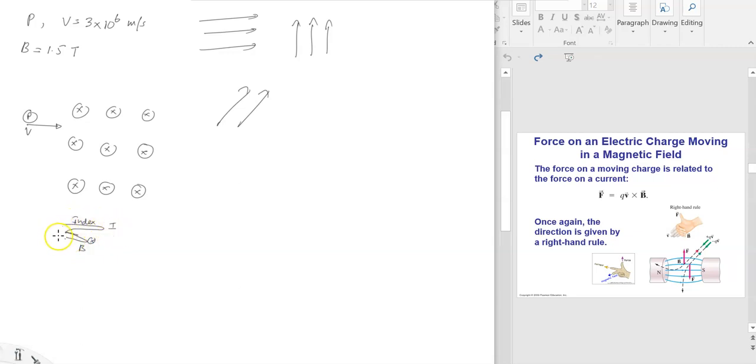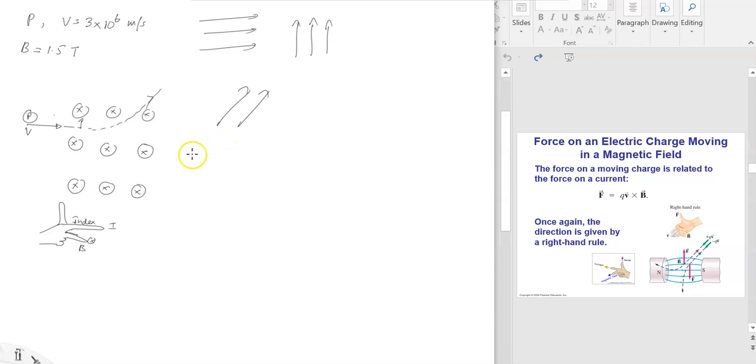this is the current. Here's the other two fingers. Now this is your right hand, but what you see here is not the palm, it's the back side of your right hand. When you do that, your thumb is actually going up. So that means the force on this proton is pointing upward once it enters, so eventually it's going to deflect like this.